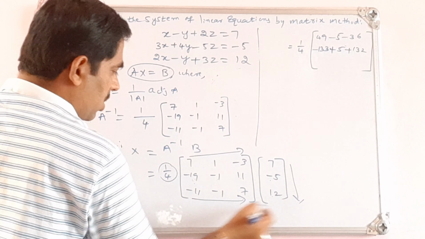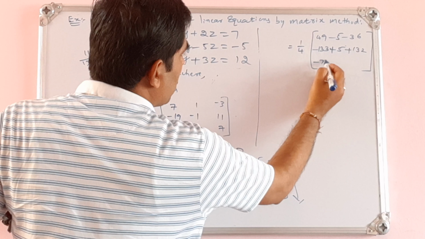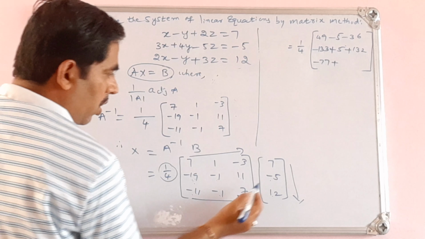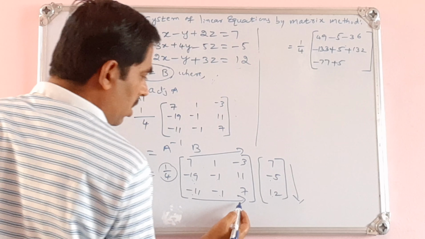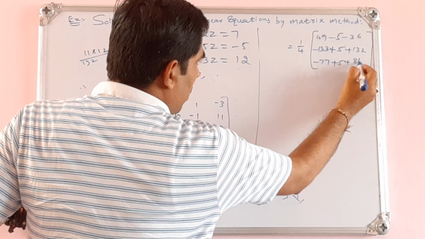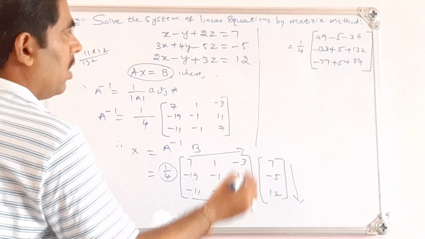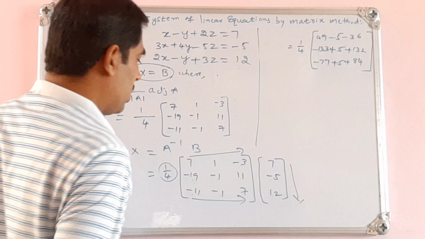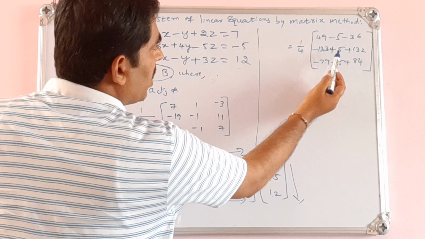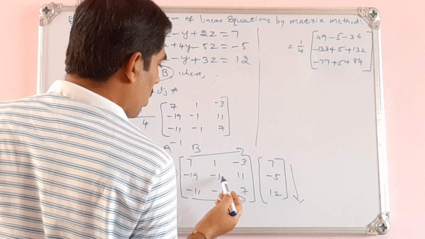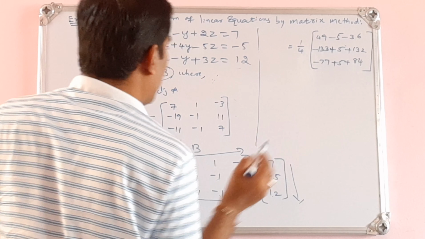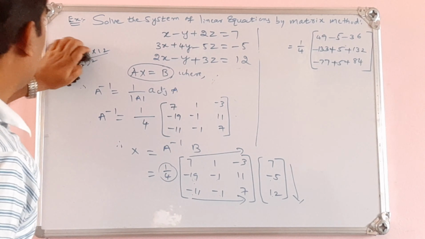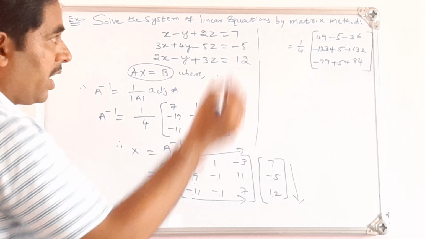Then third row, first column. So minus 11 into 7, that is minus 77. Then plus, minus 1 into minus 5, that will be plus 5. Then plus 84. Okay. See, second row, so you can check it here, minus 19 into 7, that is minus 133. Then minus 1 into minus 5, that is plus 5. Plus 11 into 12, that will be 132. So we can write it.